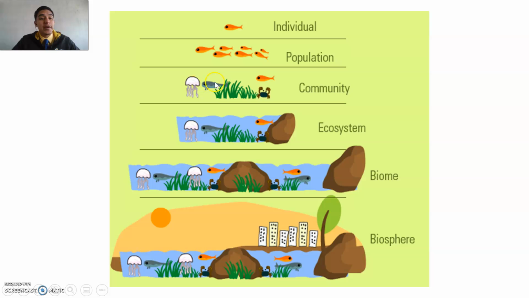We also have the community, which will be smaller than the ecosystem, in which you have a lot of species that are interacting among each other. Then we have the population, which is basically the amount of animals of the same species. And lastly, we have the individual, which will be a single organism from a certain species.